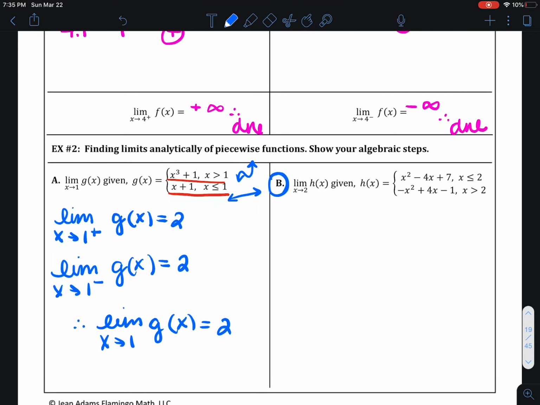I'm going to leave B for you to practice and try. I don't want to steal all the examples. Very similar setup. We know we have a parabola facing up and a parabola facing down, so we don't have to worry about any point discontinuity. But work through it and let me know how it goes.